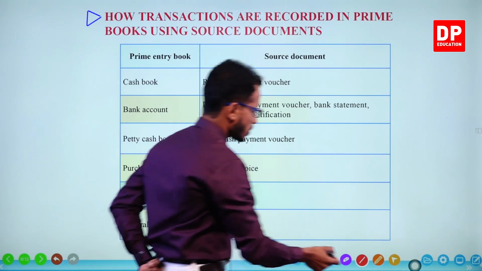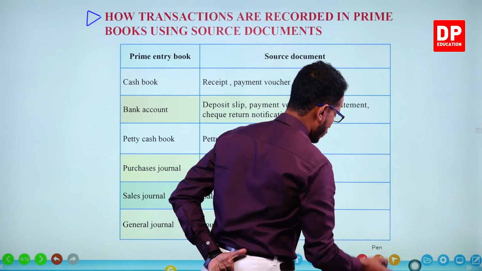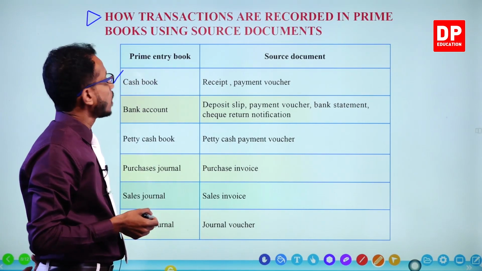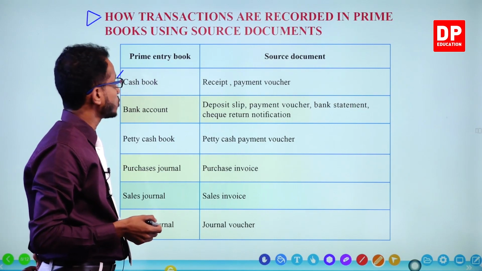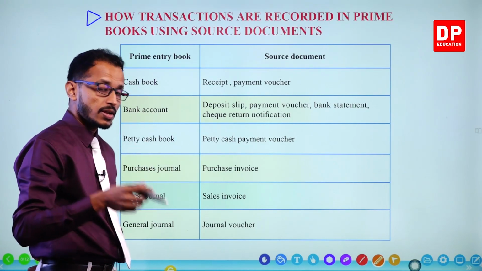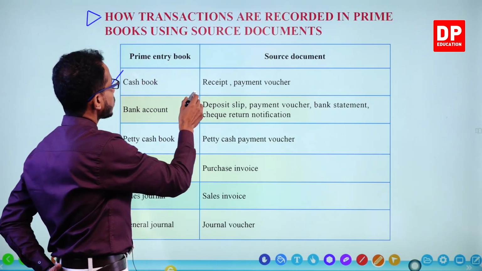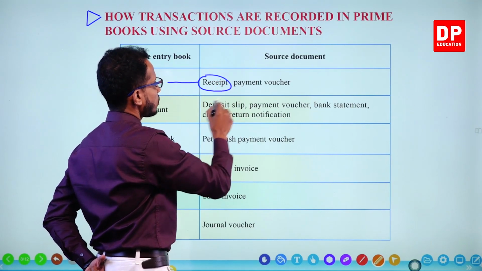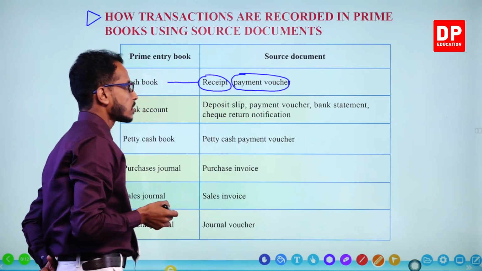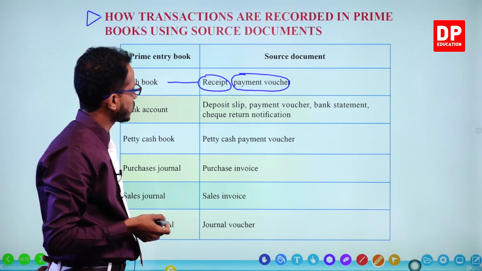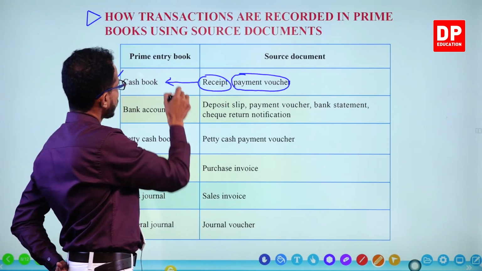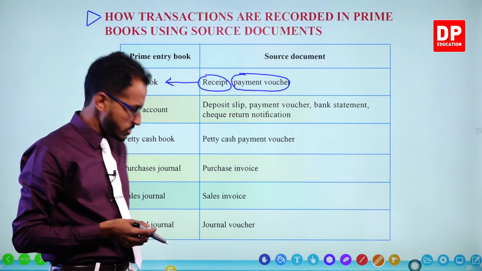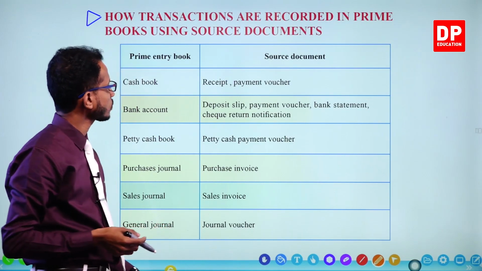We have the first prime book, the cash book. Cash book is given to you and the relevant source documents are given in front. Receipt, payment voucher. Receipts and payment vouchers are relevant for the cash book. What does it mean, children?